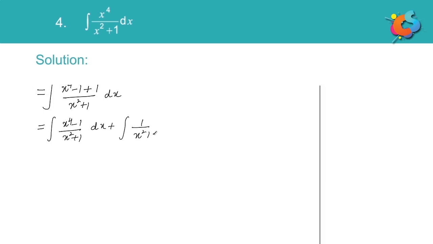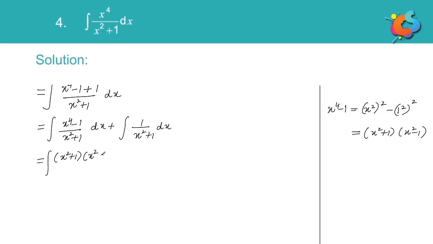plus integration of 1 by x square plus 1, and we'll integrate this with respect to x. If we look at the first term of the integration, we can write x power 4 minus 1 as x square the whole square minus 1 square the whole square. We know that a square minus b square is a plus b into a minus b. So this becomes x square plus 1 into x square minus 1. So that the given integrand reduces to x square plus 1 into x square minus 1 whole divided by x square plus 1.